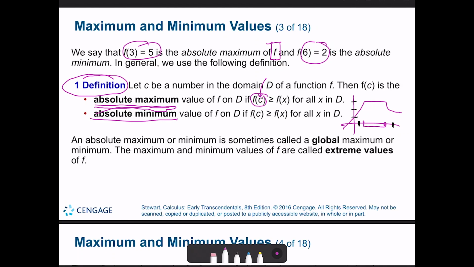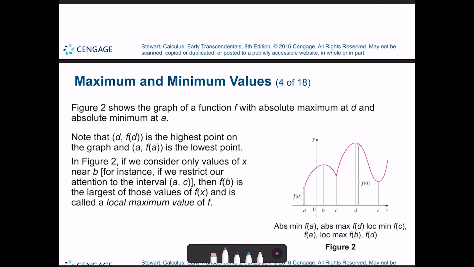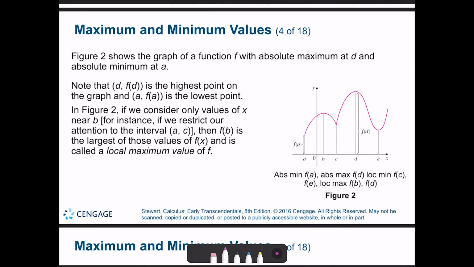As we continue reading, an absolute maximum or minimum is sometimes called a global max or a global min. Maximum and minimum values of our function are called extreme values. So just a little bit of verbiage that we might see as we're going along, some different terminology that's used.